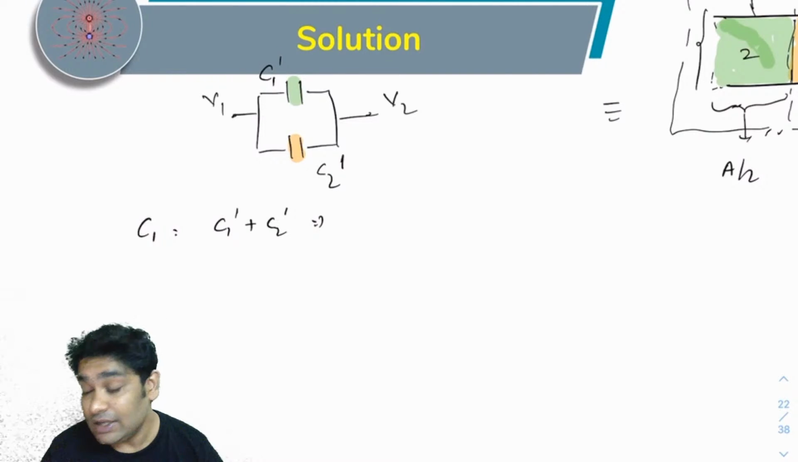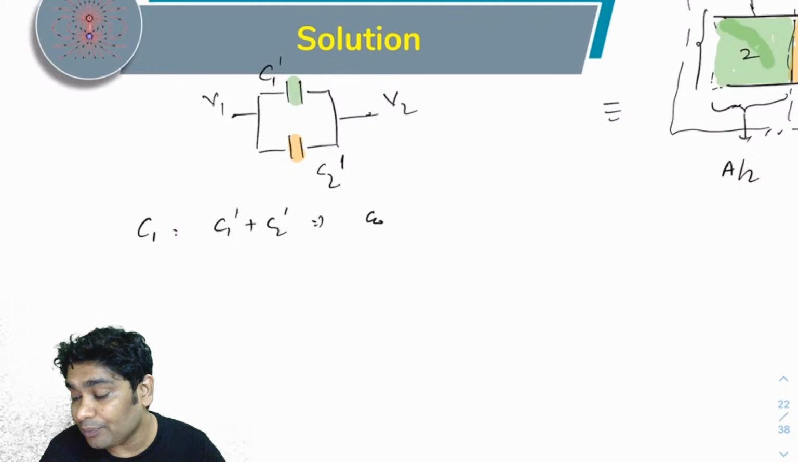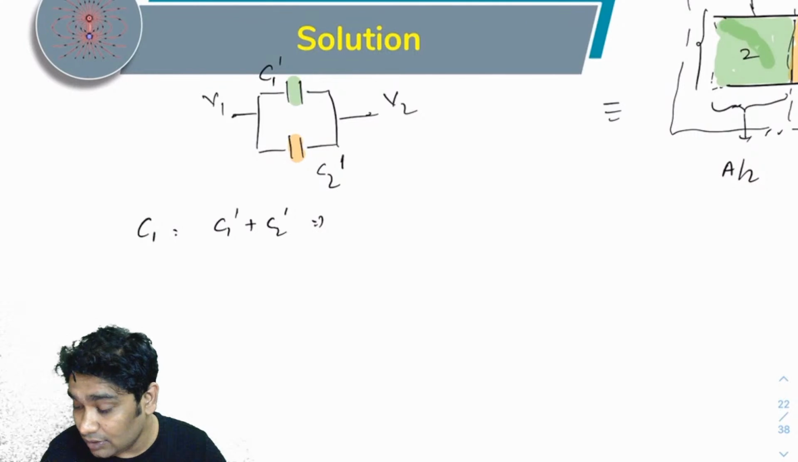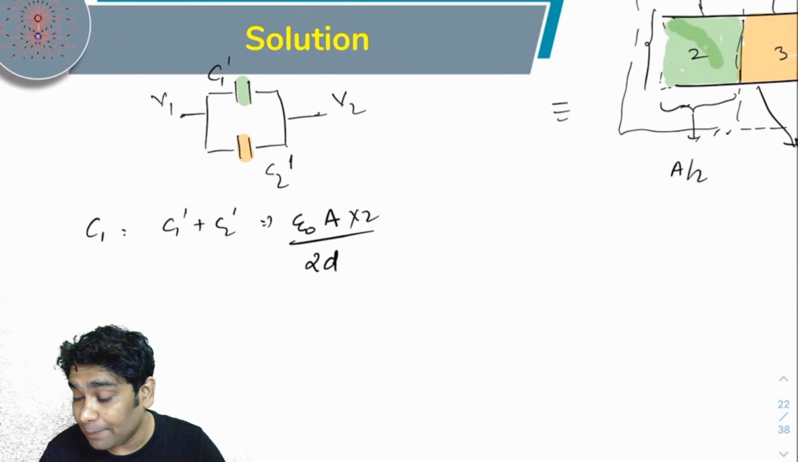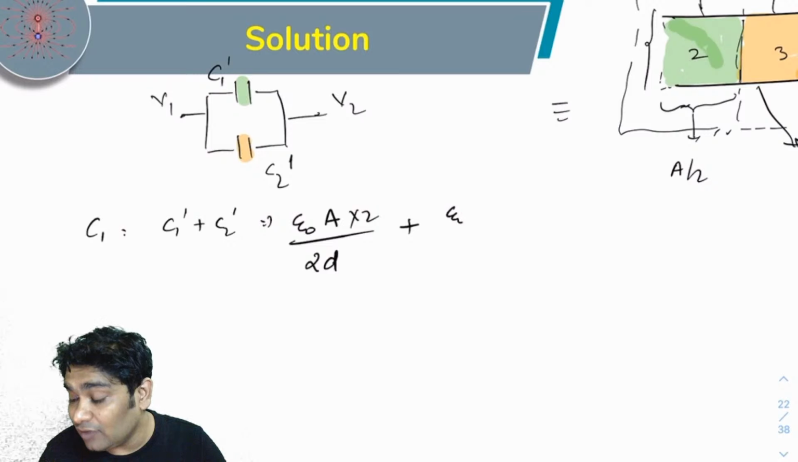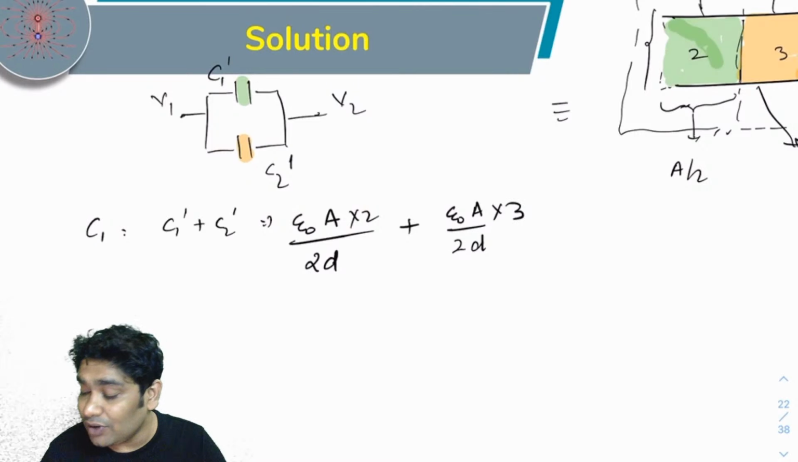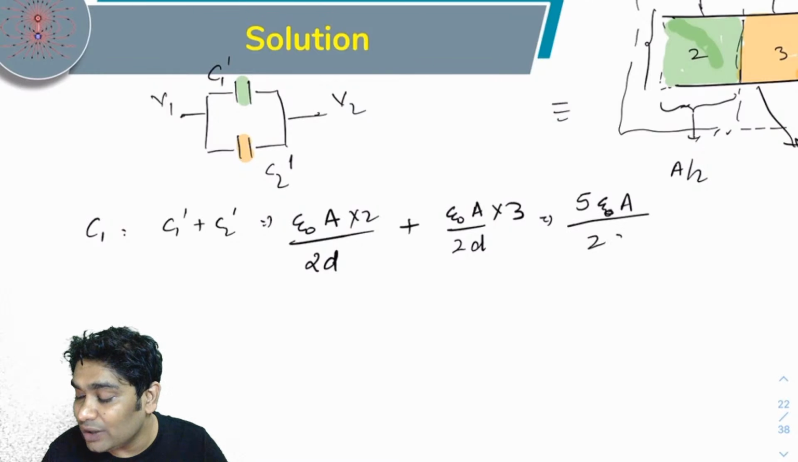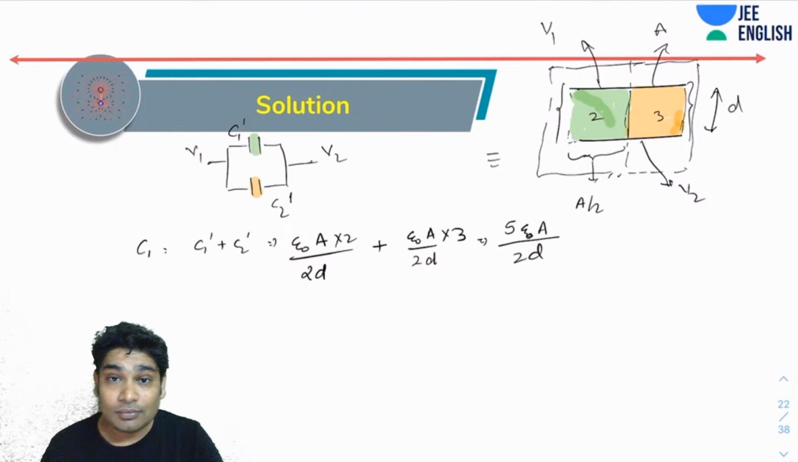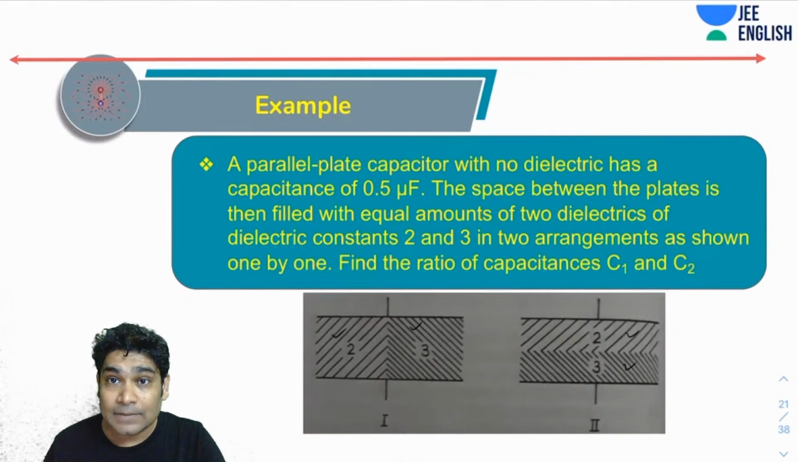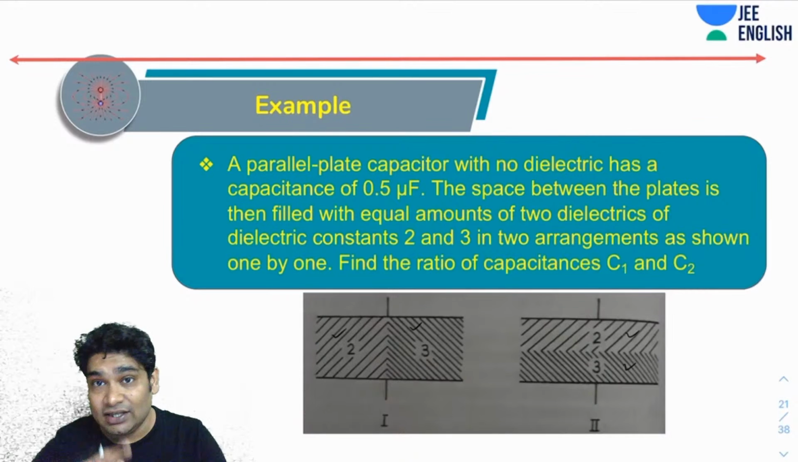What will be the individual value of C1 dash? Let's rewrite that: epsilon naught A by 2D times K1, which is 2, plus the other one, epsilon naught A by 2D into 3. So what you have is 5 epsilon naught A by 2D. This is the capacitance of what you see here.